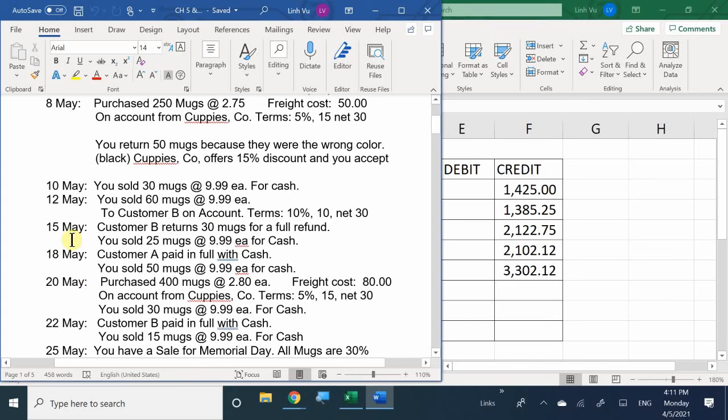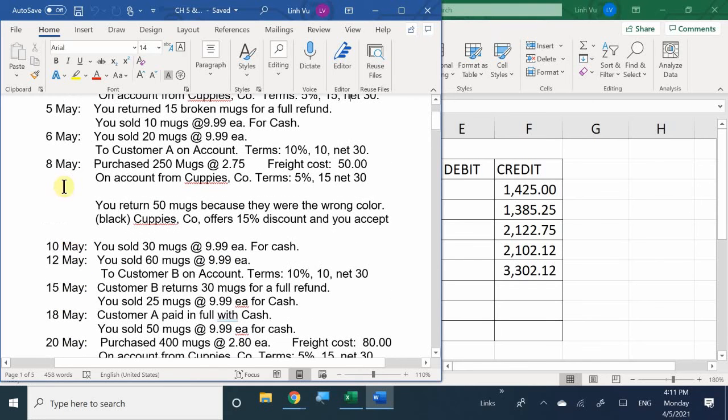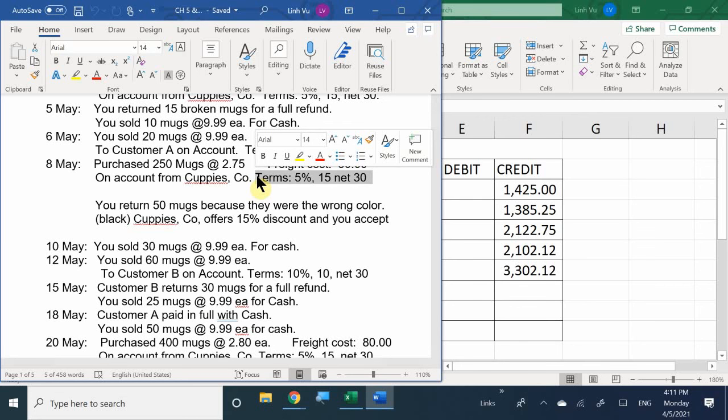Okay? What about the 8th? Okay? Do I get a discount here? No. I also missed it here, right? Because let me see, the 8th plus 15 would be the 22nd. I would have to pay on the 22nd, which I didn't pay on the 22nd. So I missed this discount here.